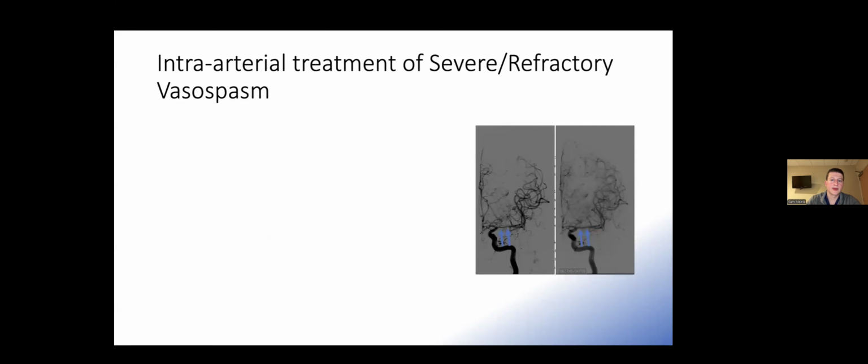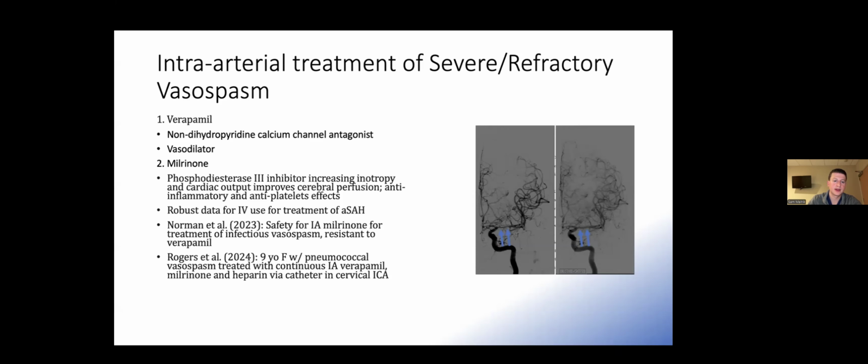A second treatment that has been proposed for the treatment of severe refractory vasospasm is intraarterial treatments. One of these being verapamil, which is a different class of calcium channel antagonist that's a potent vasodilator. And this is a medication that has well-established vasodilatory effects in the angio suite. But what's become even more interesting is the administration of intraarterial milrinone.